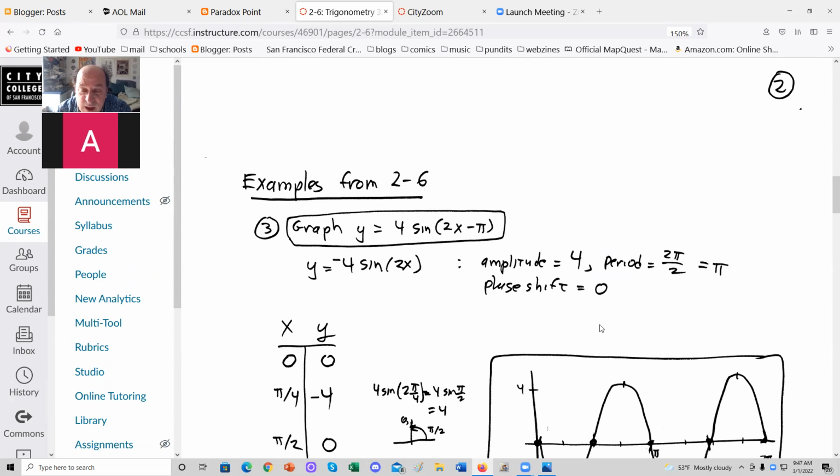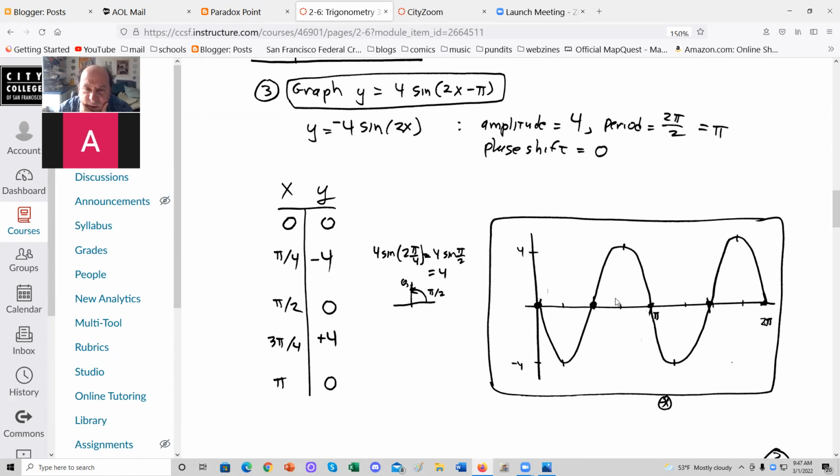So for example, here's an easy one. y equals 4 sine(2x minus pi). This minus pi is a half period in the sine function. So we get minus 4 sine 2x. Okay, so amplitude is 4, period is 2 pi over 2, which is pi, and there's no phase shift.